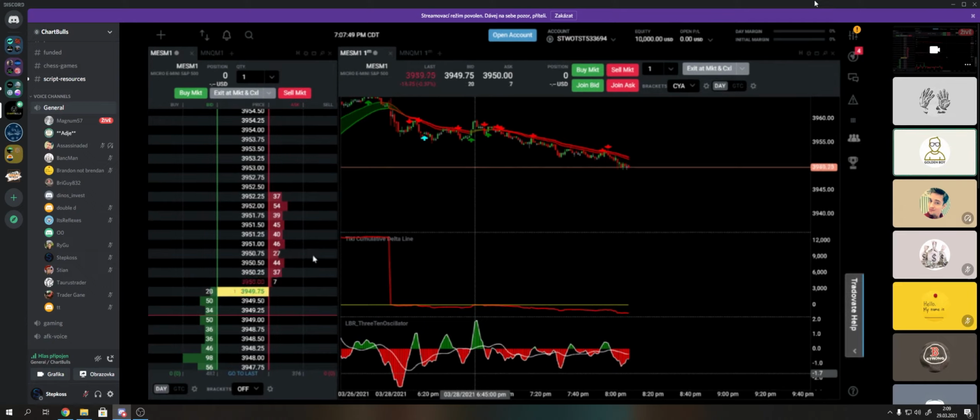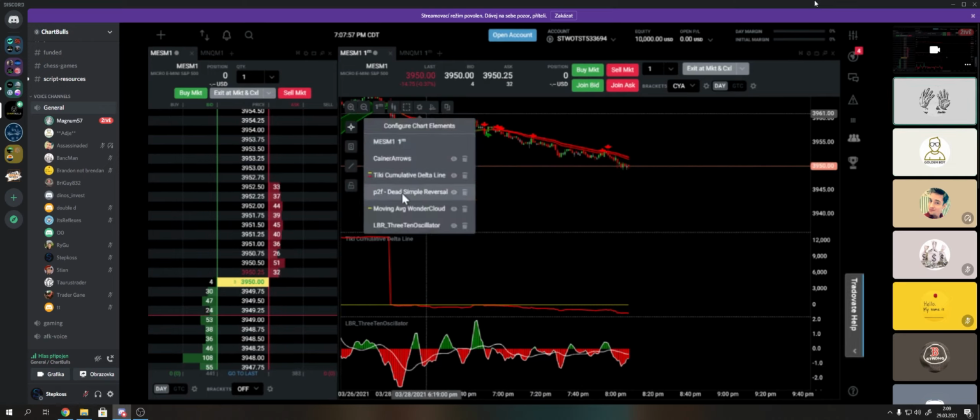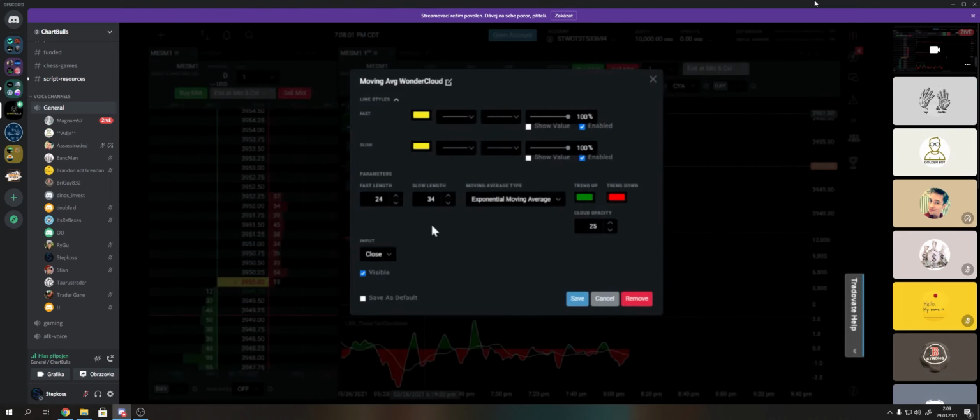Magnum, can you show the settings for the Wonder Cloud? Yeah. Which settings you use? Here you go. Wonder Cloud, right there. You got 24 for a fast length, 34 for the slow length, and this is an exponential moving average. Okay.